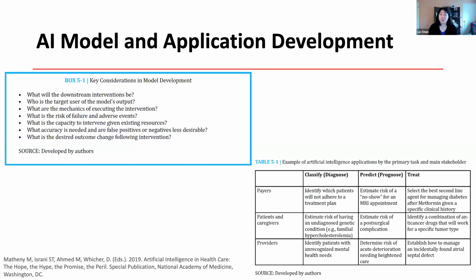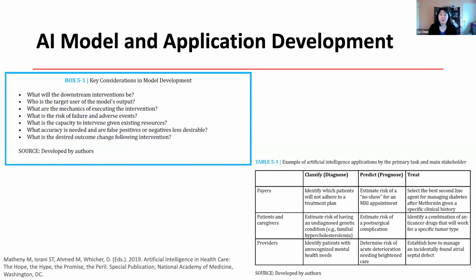What happens if it fails? What if there are adverse events? These are all things we have to think about. We can't just put it in there and say, go. We have to think about what happens if it makes some wrong decisions. Is there the capacity to intervene given existing resources? What's the accuracy needed? In some cases we want to favor sensitivity versus specificity. We know it may not be perfect, but in some situations a false positive or negative can have serious consequences, so things like that need to be considered.